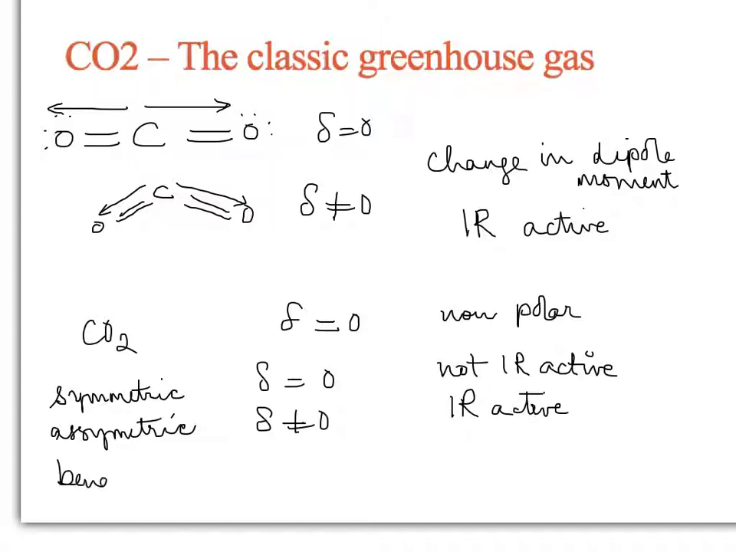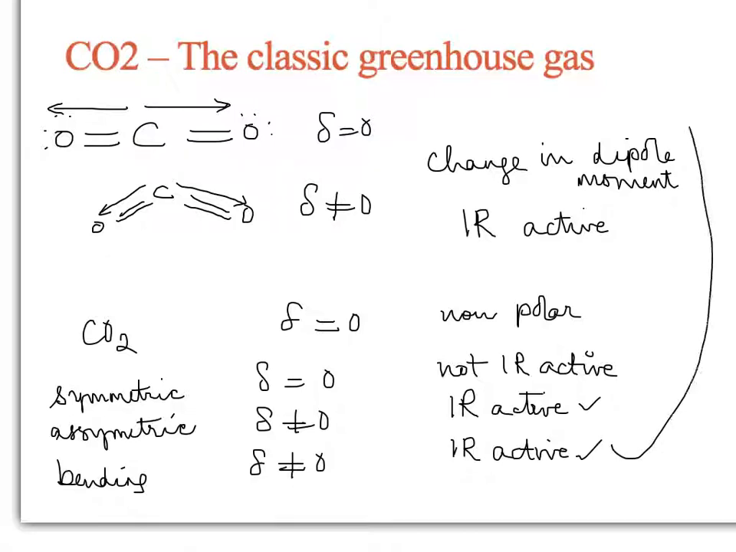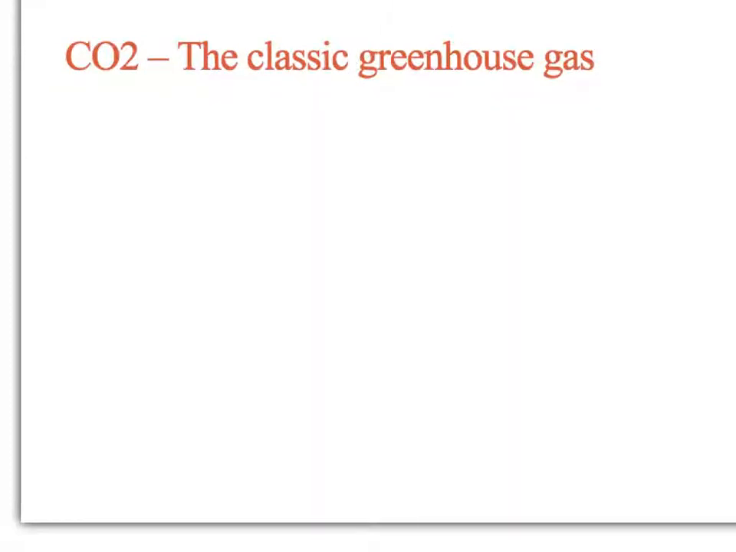When I look at bending, once again I get a non-zero dipole moment. Therefore, this is also IR active. Even if one of these vibrations is IR active, and in this case it's two of them, we call that molecule a greenhouse gas. We saw carbon dioxide, we saw to a certain extent ozone.